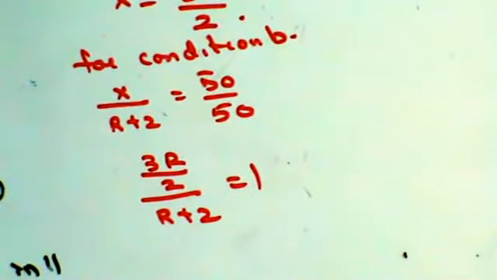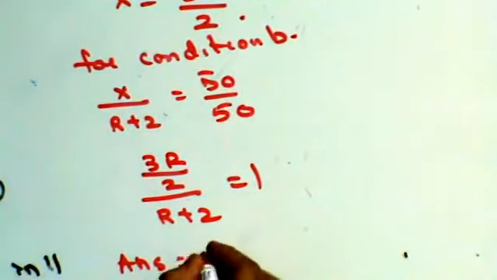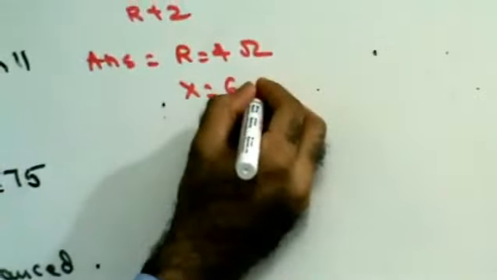Solve this equation. R is the only unknown in this equation. You should get the answer for this as R should be equal to 4 ohms and X should be equal to 6 ohms.